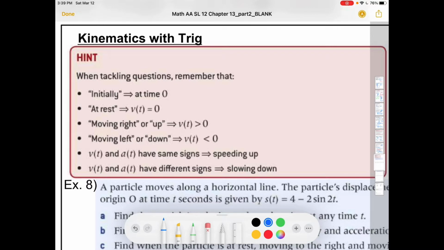If we see the words at rest, that means velocity is 0. If we're moving right or up or forward, that means velocity is positive. If we're moving left or down or backward, velocity is negative. If velocity and acceleration have the same signs, we're speeding up. And if velocity and acceleration have different signs, we're slowing down.